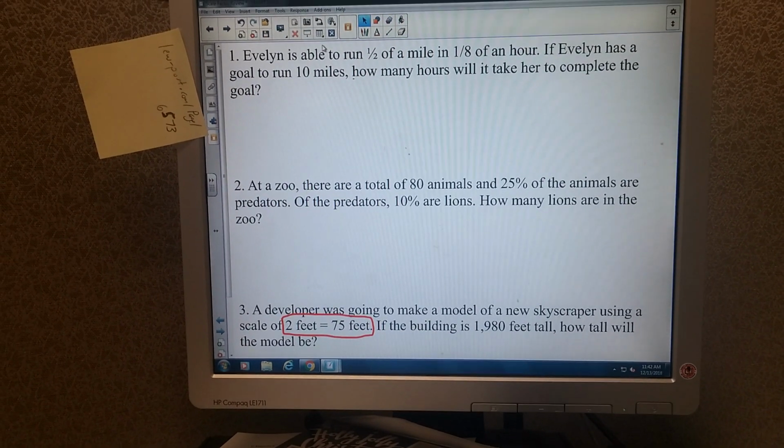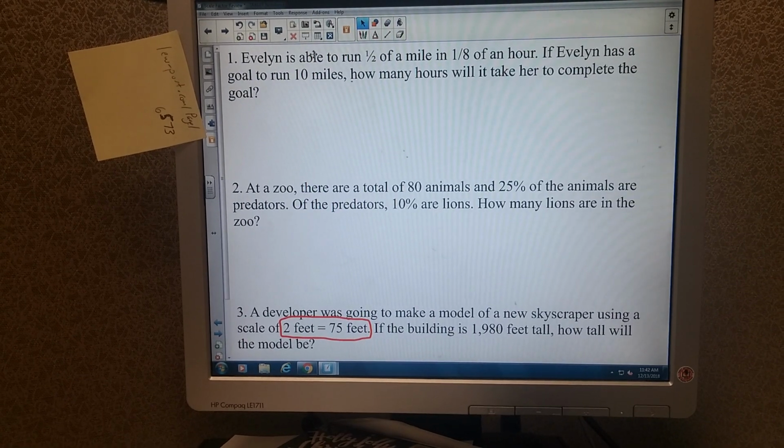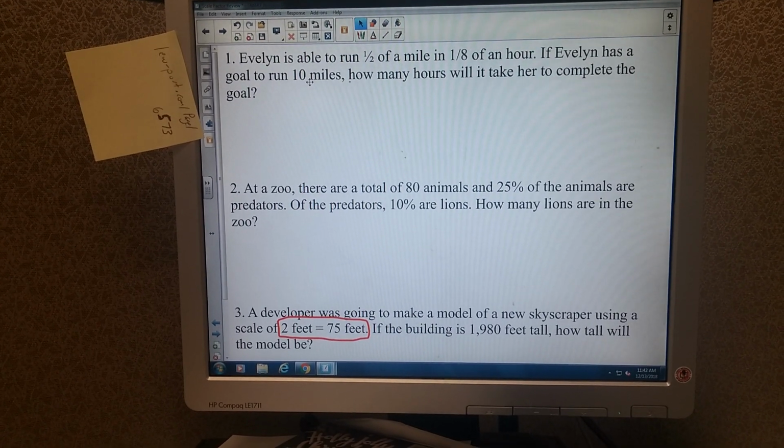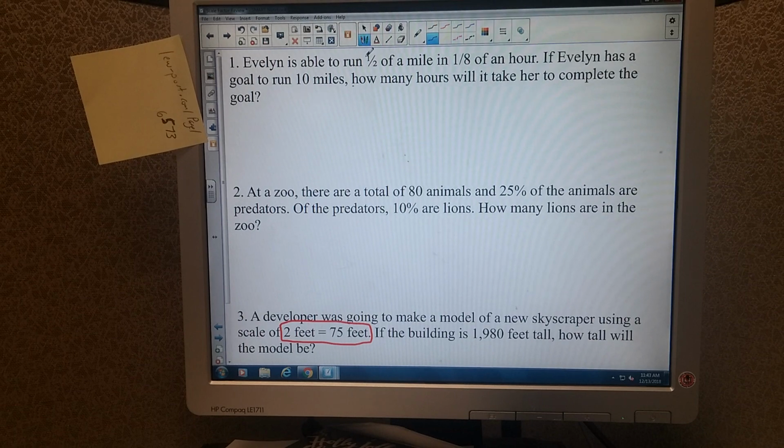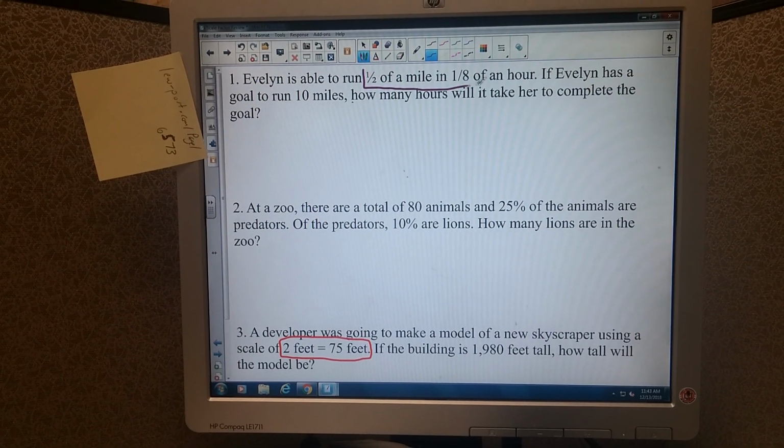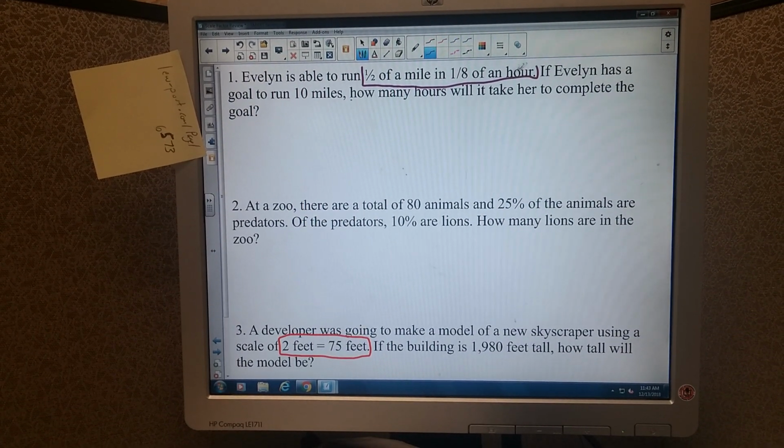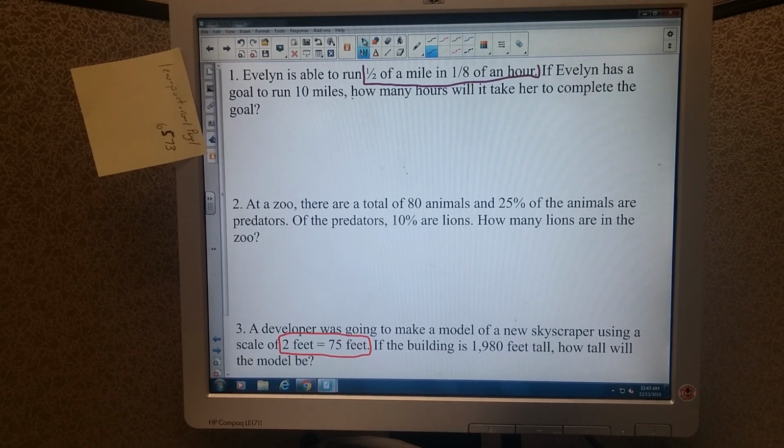Number 1, Evelyn's able to run a half of a mile in 1/8 of an hour. If she has a goal to run 10 miles, how many hours will it take her to complete the goal? Here's the key. The ticket is going to give you the units in the same sentence. We know we're comparing miles and hours.